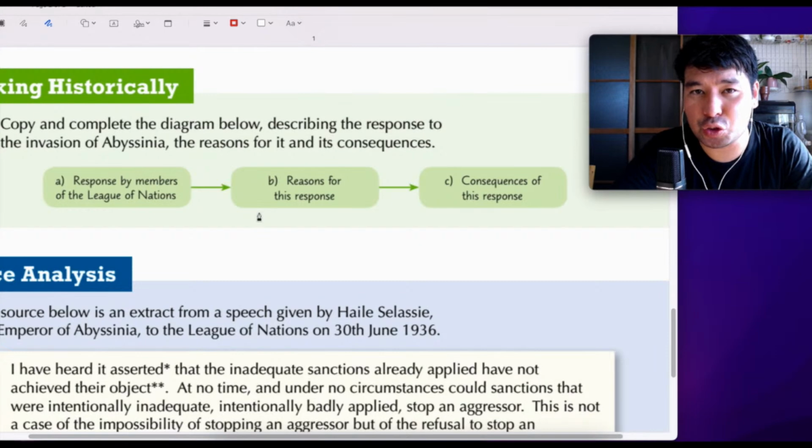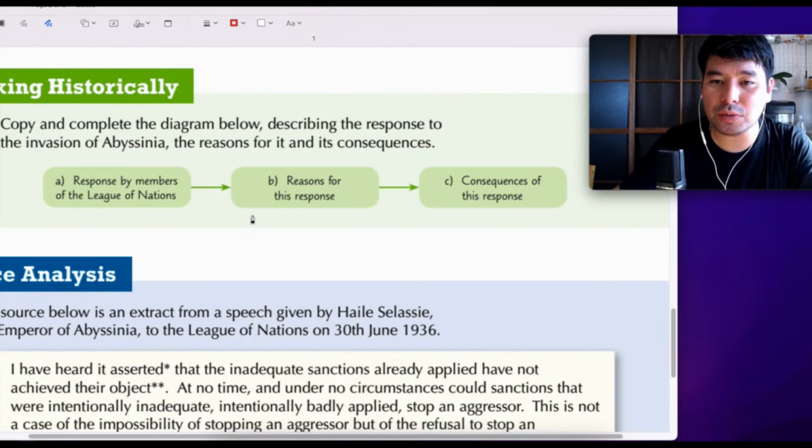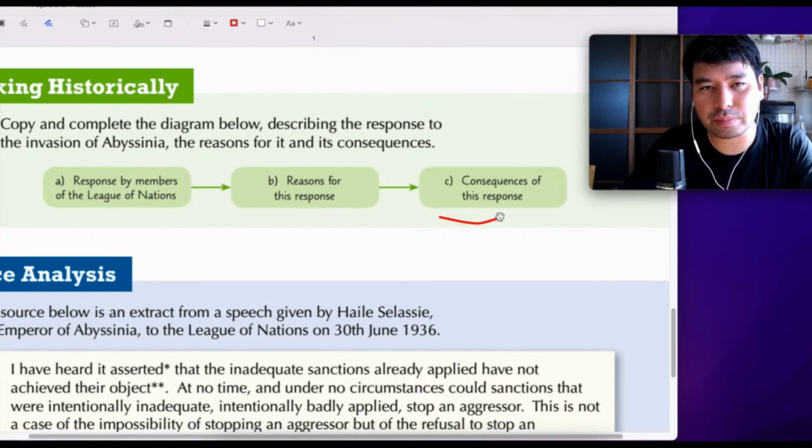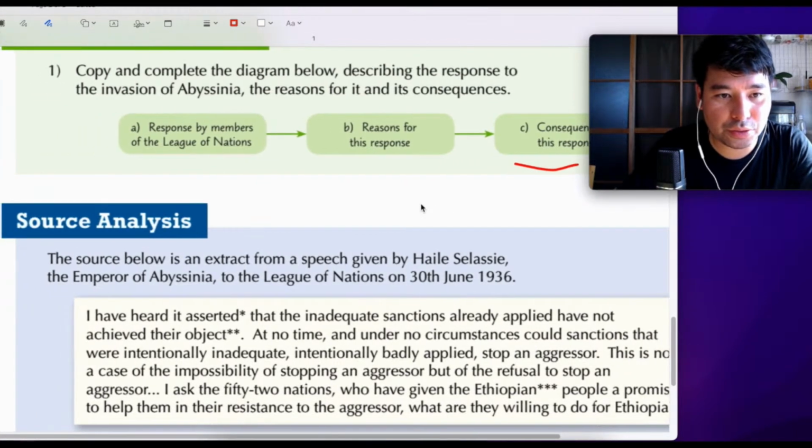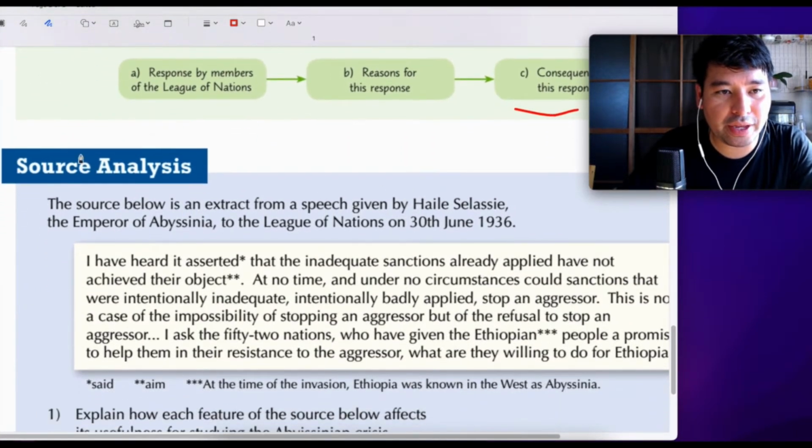Did they take a strong, a harsh action against Italy? If yes, give the reasons of that, and if you know, give the reasons of that as well. And letter C here, consequences of this response. We know the response and we know the reason, so what was the consequence of that? Give me that. Then going to this last part here, we have source analysis.